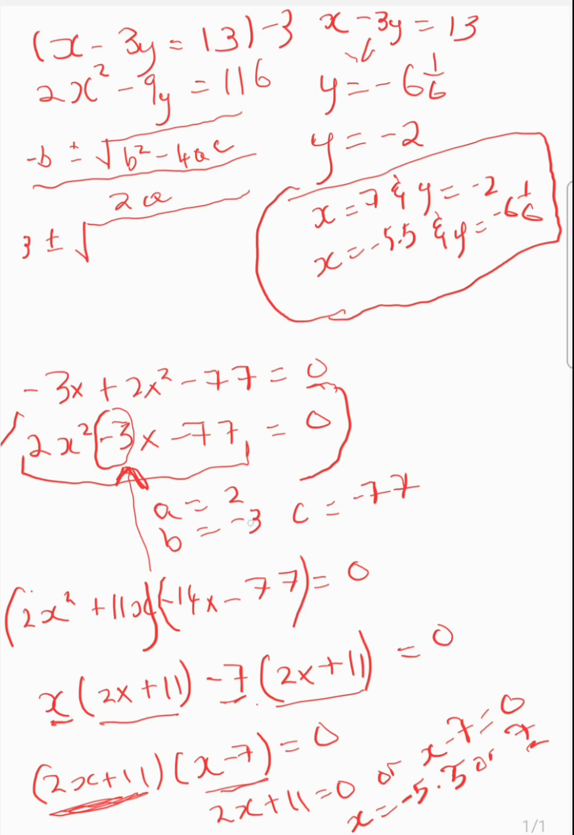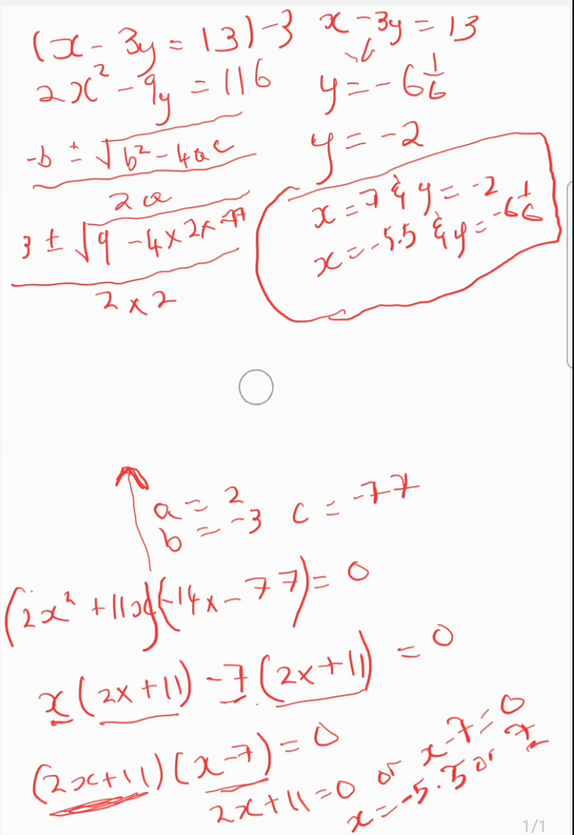Then we substitute b squared. It's minus 3, then minus 3 squared, how much is it? It's 9 minus 4 multiplied by a, which is 2, and c, how much is it? It's minus 77. Then we divide by 2a. 2a is 2 multiplied by 2. Okay, so I guess we can wrap this part off now. Yes, let's wrap this part.